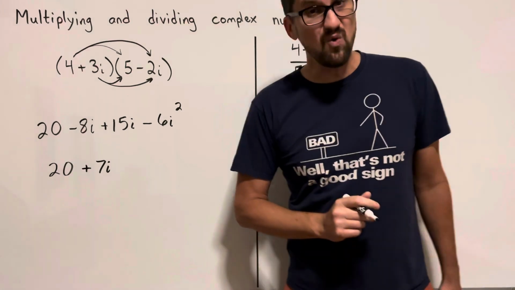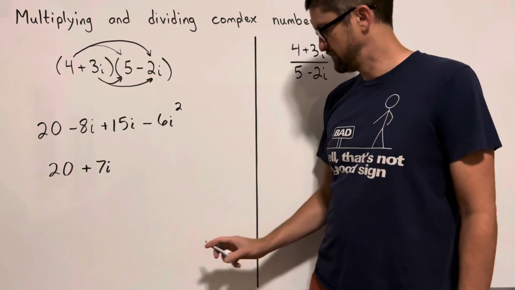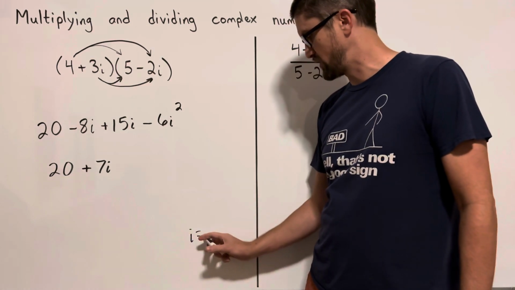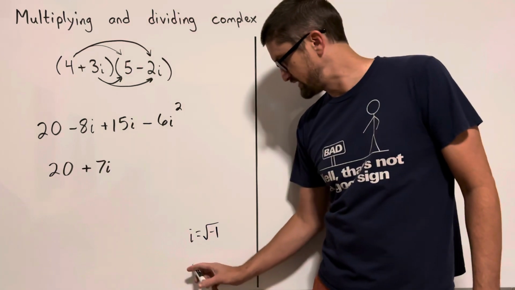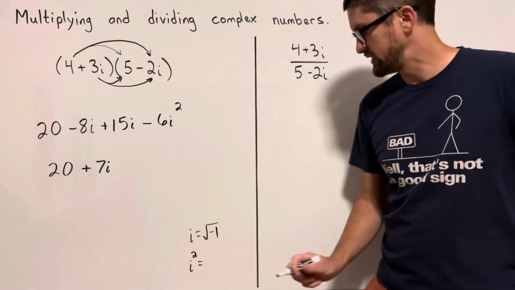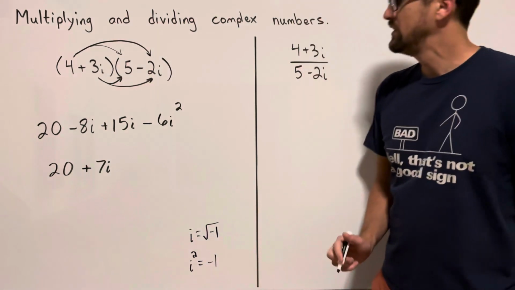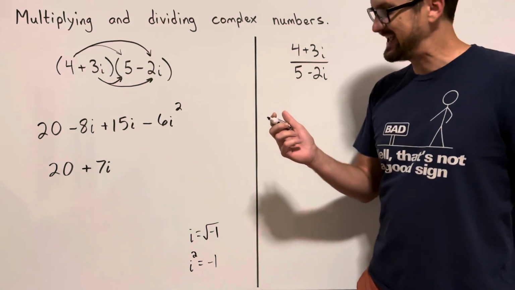And i squared is negative 1, because i is the square root of negative 1. That's the definition for i. So if you square both sides, you see i squared. The square will get rid of the square root, and you have negative 1. So to get rid of the i squared, we're just going to replace it with negative 1.